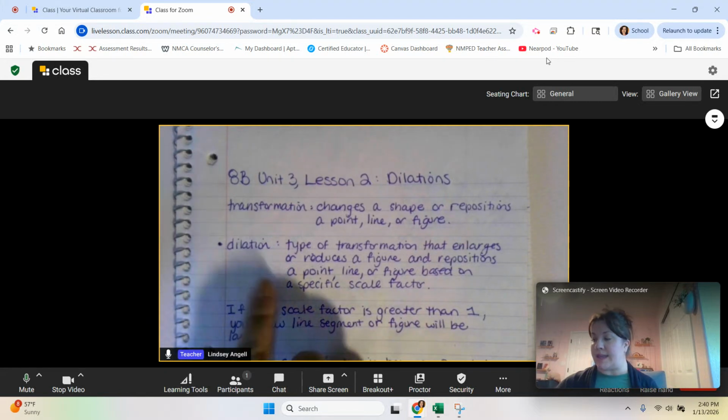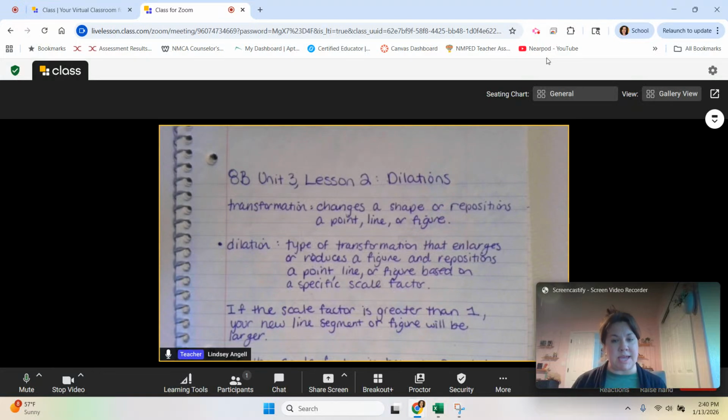Which is dilation, a type of transformation that enlarges or reduces a figure and repositions a point, line, or figure based on a specific scale factor. So, sounds big and fancy. Really, it's just multiplying and dividing, okay?